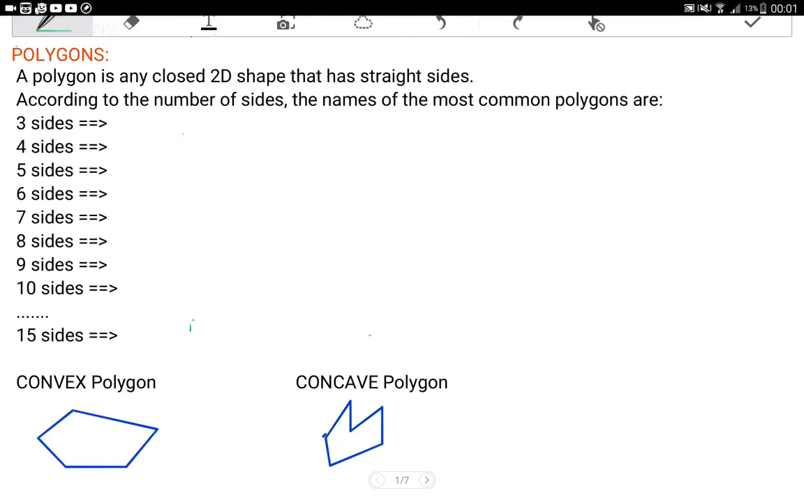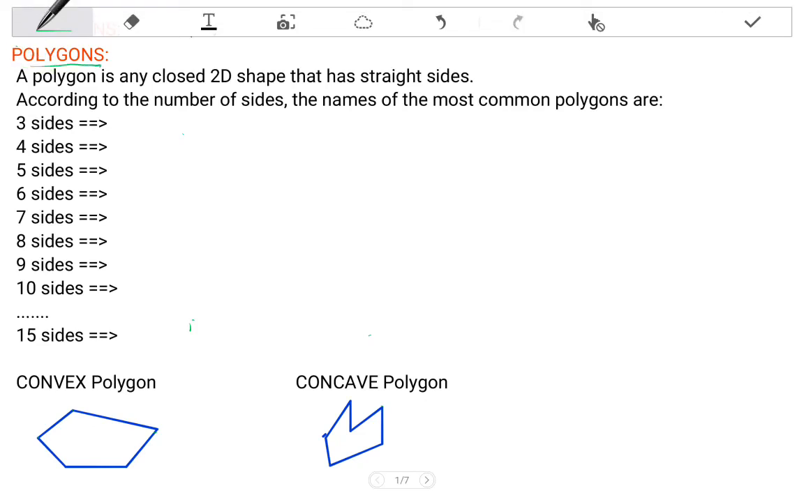In this video, we are going to talk about polygons. A polygon is any closed 2D shape that has straight sides. According to the number of sides, they have special names, and the most common polygons are here.